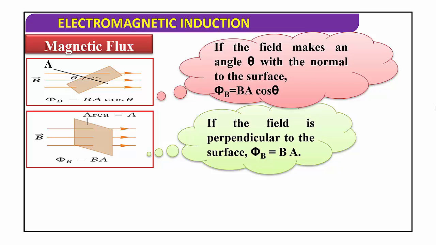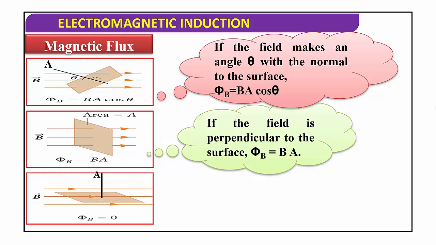Is it clear? When theta is equal to 0, then cos 0 will be how much? 1. Cos 0 is equal to 1. Remaining is what? Phi B equal to B into A cos theta. Theta is 0 degrees because the angle between the magnetic field lines and the normal drawn to the surface is 0 degrees. Cos 0 is 1. So we got phi B equal to B into A.